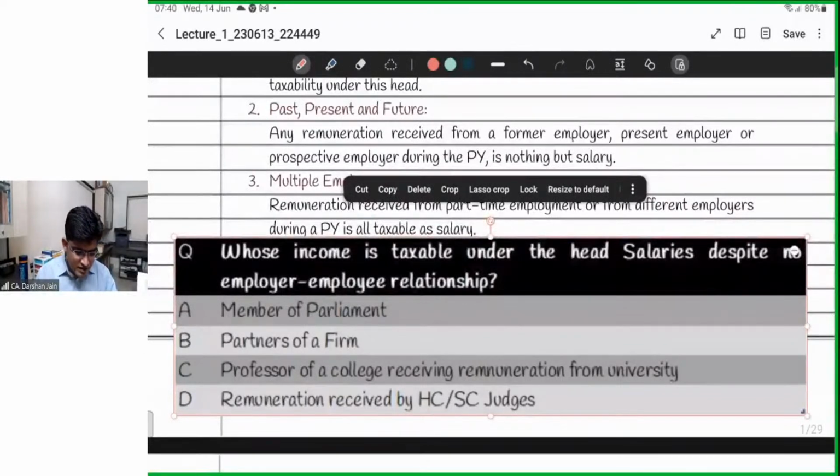And therefore, there is an old circular of the CBDT of the 1960s, which said that this honorarium of a member of parliament is going to be taxed under income from other sources. B is certainly not the answer.